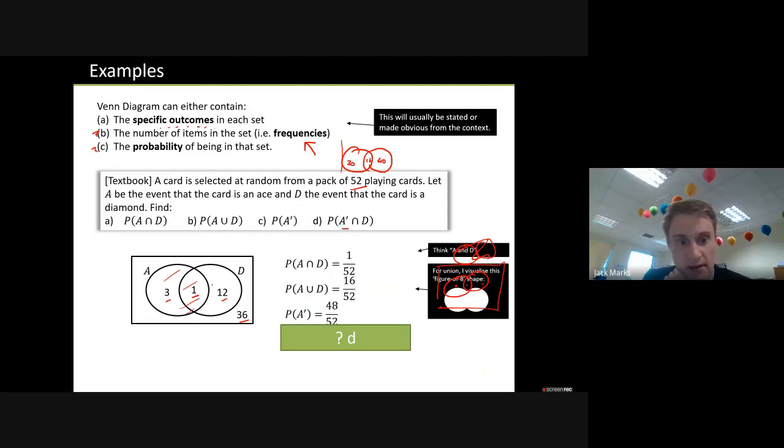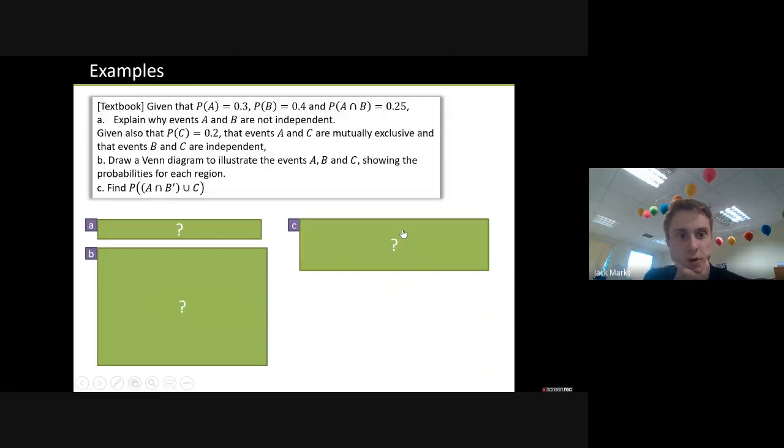And then a bit more difficult here. So not A. So we're sort of looking at this part. So it could be the 12 or the 36, but it also has to be inside D. So it's that one there. It's that 12. Okay, a couple more examples.